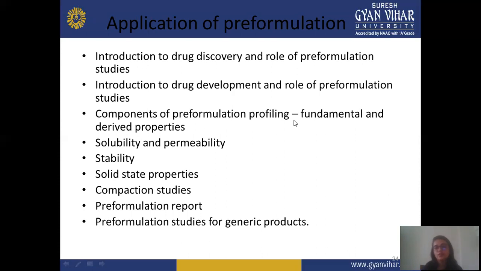Next is the pre-formulation report, and with the help of this pre-formulation report you proceed to the further step. And pre-formulation study for generic product. Suppose you are preparing a generic product. You know the difference between generic and branded product.